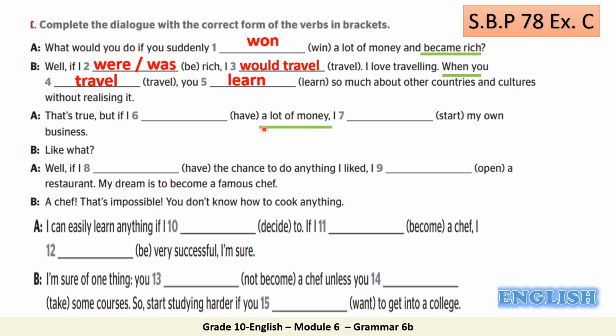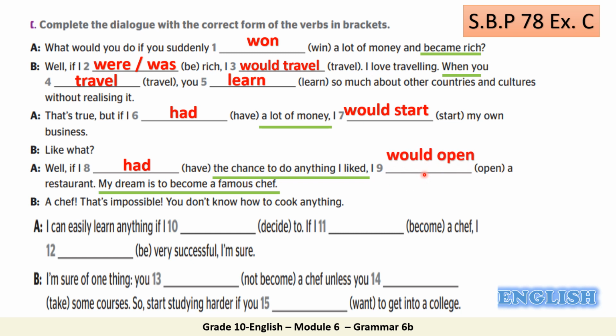That's true, but if I had a lot of money, this is an imaginary situation. So, if I had a lot of money, I would start my own business. Like what? Well, if I had the chance to do anything I liked. So, this is an imaginary situation. So, if I had the chance to do something I liked, I would open a restaurant.